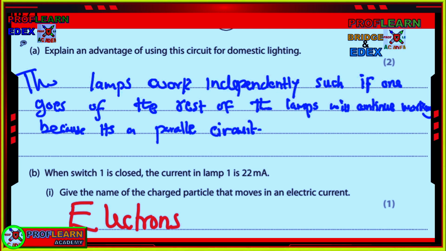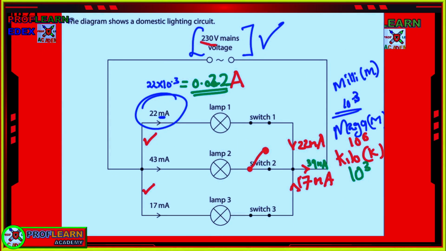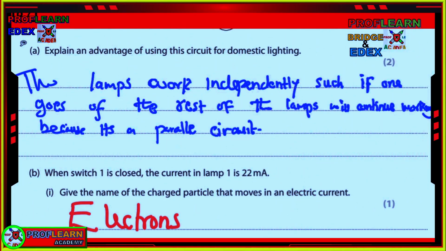Explain the advantage of using this circuit for domestic lighting. If you look at this circuit, it is a parallel circuit. So if one switch is open, the other lamps will continue working, which means these lamps can work independently from one room to another, because in a house you don't want a situation whereby if one lamp goes off, the rest are off. Also all the lamps have the same amount of voltage in the parallel circuit. So we say the lamps work independently such that if one goes off, the rest will continue working because it's a parallel circuit.